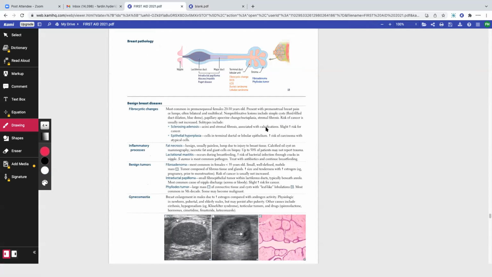Sclerosing adenosis is associated with calcification, so there's a slightly increased risk for cancer. Very quickly, if sclerosing adenosis is associated with calcification, let me see if you remember: why do we have deposition of calcium in sclerosing adenosis, or in any breast lesion? Does anyone know? A quick yes or a quick no would do, so that I can move forward.